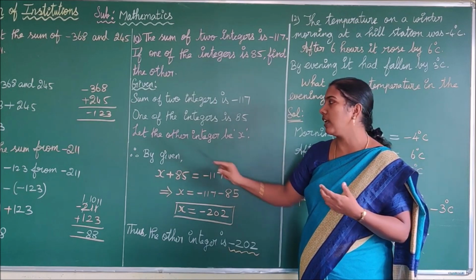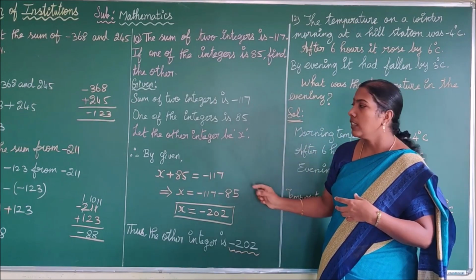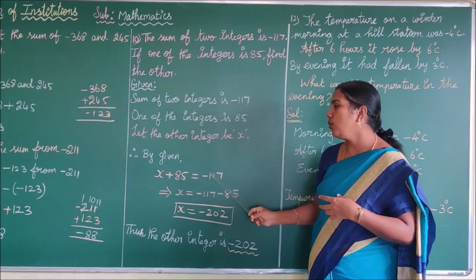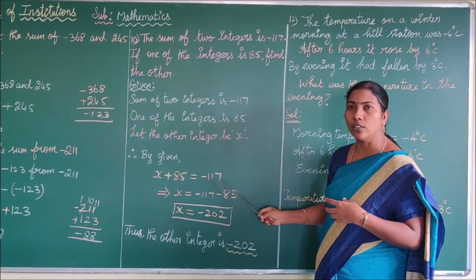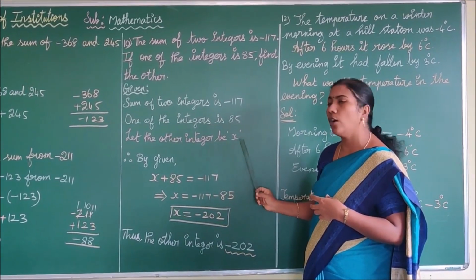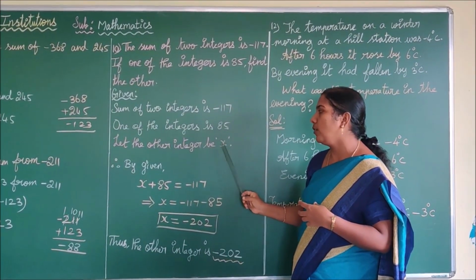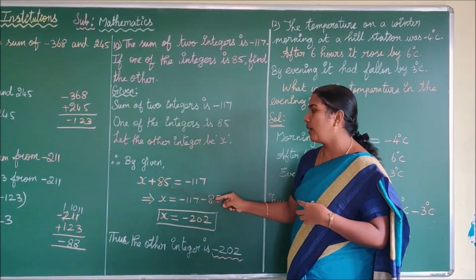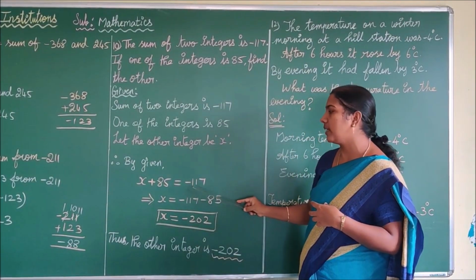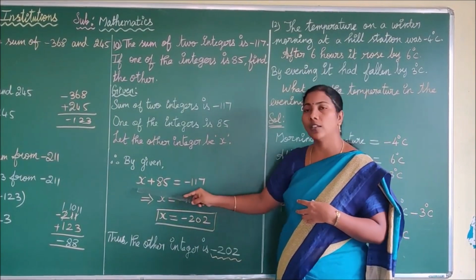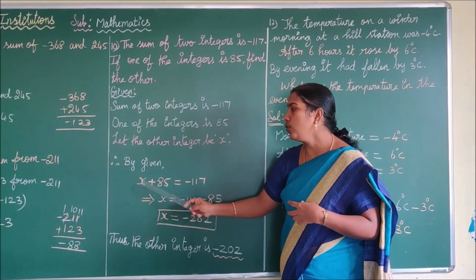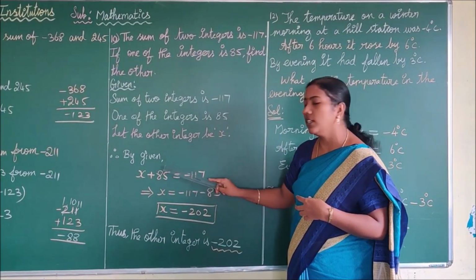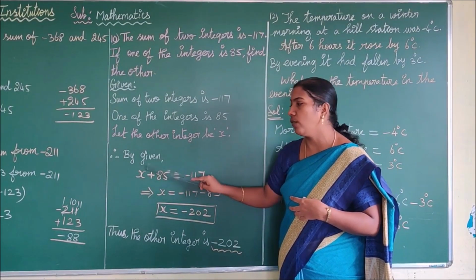So we are taking that other integer to be x. Therefore, by the given statement, we are adding the two integers, you get minus 117. So, the one integer we have to find, we are taking the value as x. So, you write here x plus 85 is equal to minus 117. Do you understand this step, children? That is, adding these two integers, you get minus 117. One of the integers is 85. You have to find the value of x.